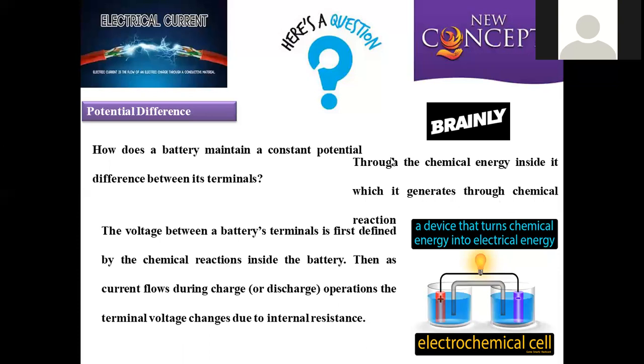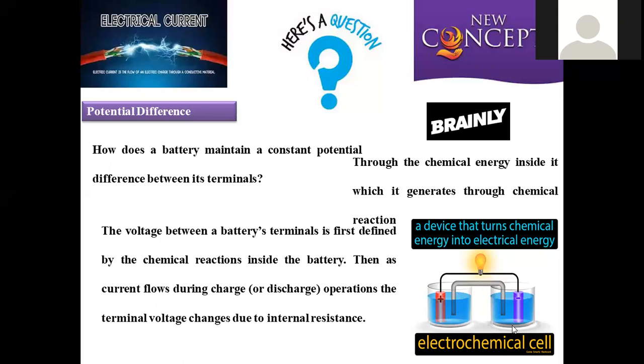And one more explanation is also there, through the chemical energy inside, which it generates through the chemical reaction. Here, because of chemical reactions, the potential generated is denoted as chemical energy. Because of this chemical energy, a constant potential difference is maintained between the anode and cathode regions.